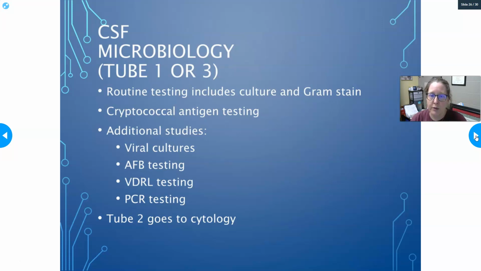Routine testing will include a culture and a gram stain. You can do cryptococcal antigen testing, and you can do viral cultures, AFB testing, VDRL testing, and PCR testing. Tube 2 generally goes to cytology. Again, where do you use 1 or 3? The idea is with tube 1, you could have some skin contaminants, so usually 3 is better for micro. But for example, you could use 1 for some of these antigen tests or viral cultures, etc.